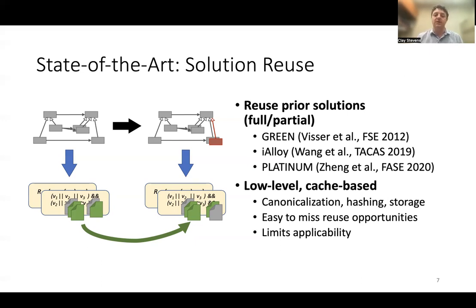That often leads to being a very low-level kind of cache. And so any sort of change to the system, no matter whether it's irrelevant at a high level or not, is going to lead to a missed opportunity for reuse. So that often limits their applicability in practice as well, as many formal specifications are not going to be designed in exactly such a way that makes the caching easy.